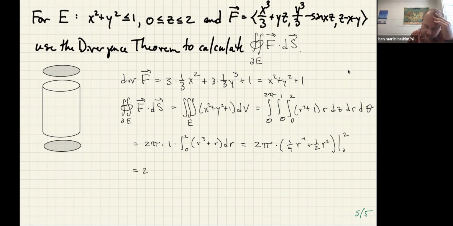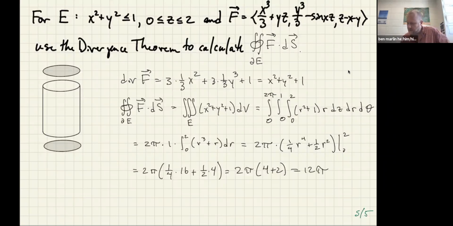Plug that in: 2 pi times 1/4 of 2 to the 4th, which is 16, plus 1/2 of 2 squared, which is 4. So 2 pi times 4 plus 2 gives 12 pi at the end. And that's it. Even when we've got one that's not just constants, the integration isn't super bad on these.